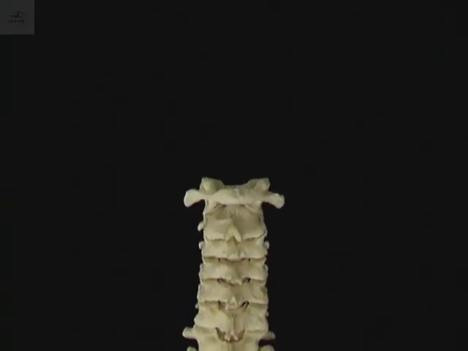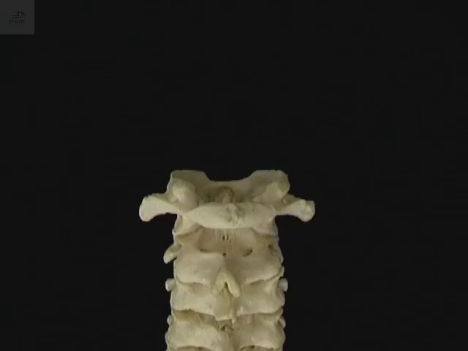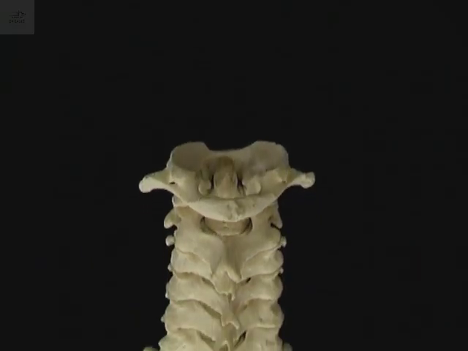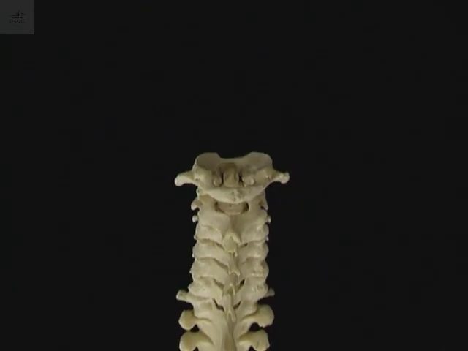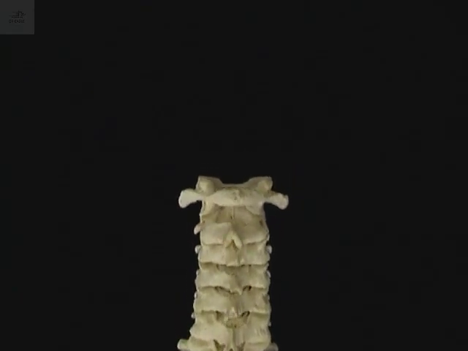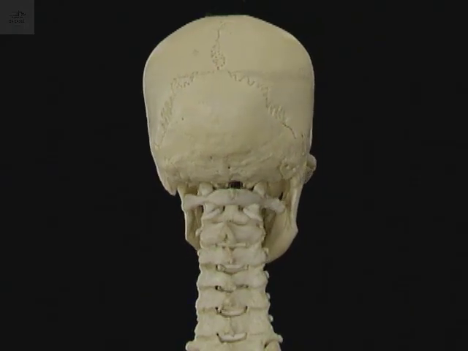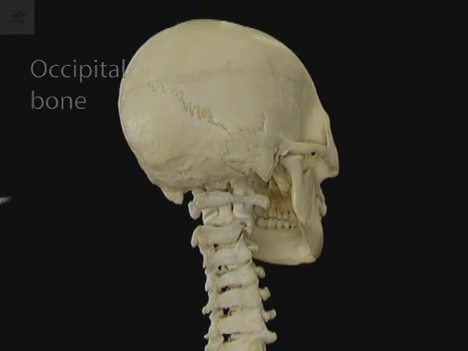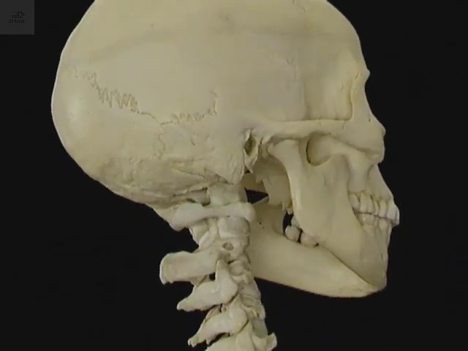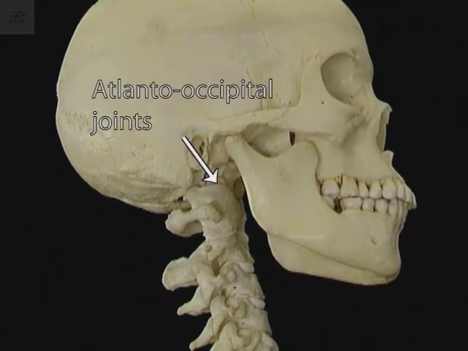Almost all of it happens at the specialized joints between the atlas and the axis vertebrae, which we'll look at in the tape on the head and neck, Volume 4 of this atlas. In that tape, we'll also look at the way the atlas vertebra articulates with the bone that forms the underside of the skull, the occipital bone.